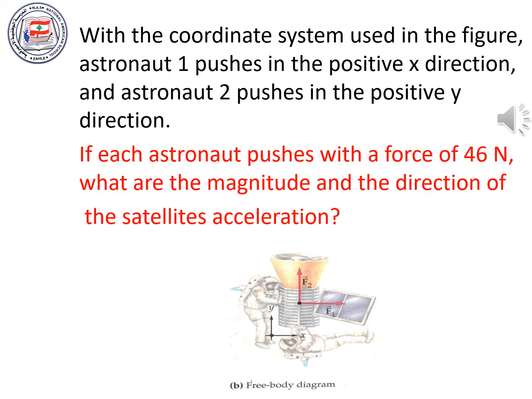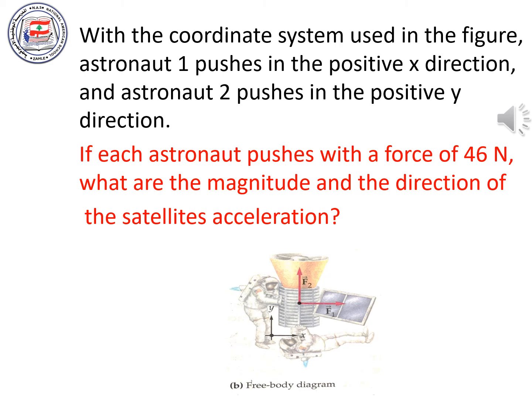So with the coordinate system that is used in the figure, astronaut 1 pushes in the positive x direction, which is horizontally, and astronaut 2 pushes in the positive y direction, which is vertically. Now, if each astronaut pushes with a force of 46 newtons, what are the magnitude and the direction of the satellite's acceleration? So in order to calculate the magnitude and the direction of the satellite's acceleration, there are several steps that you need to follow.